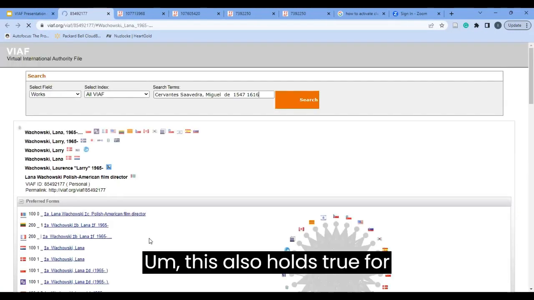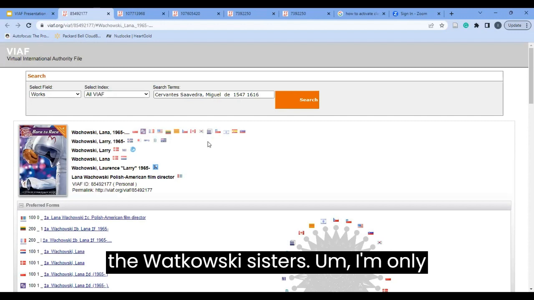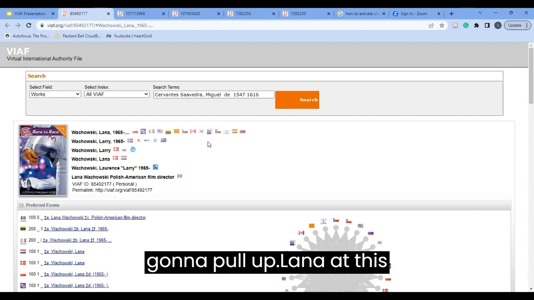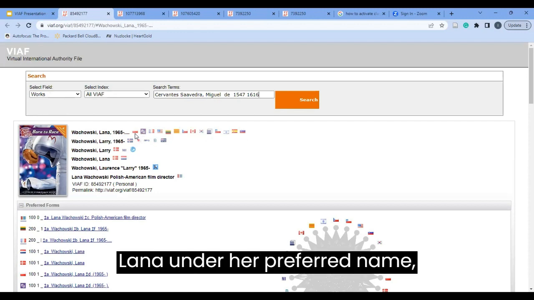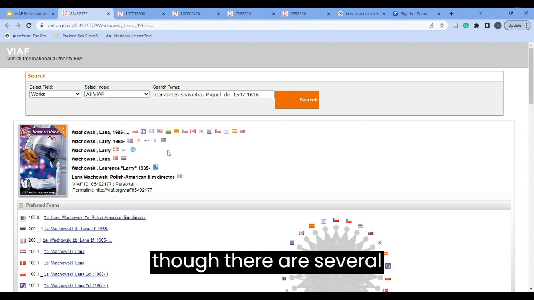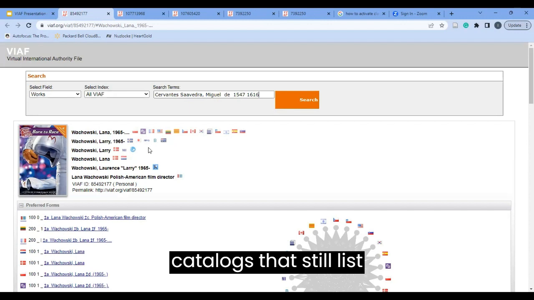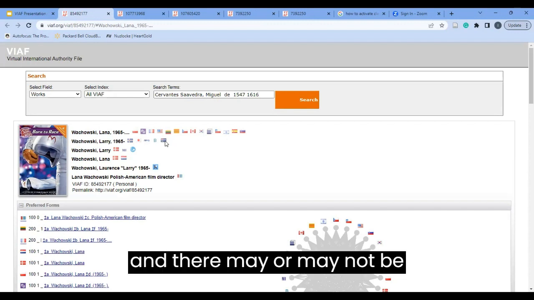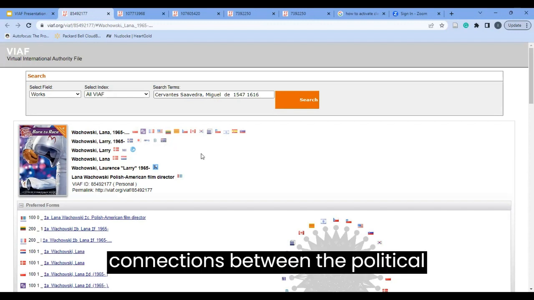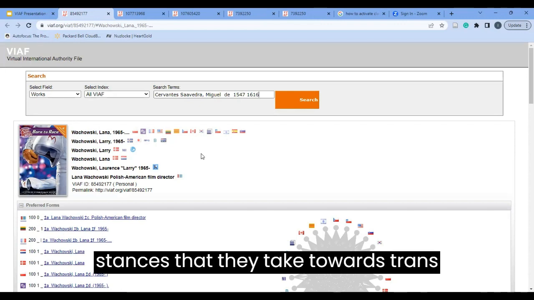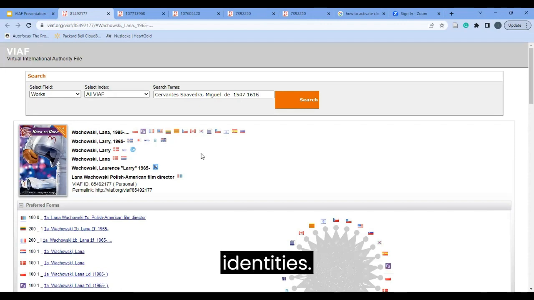This also holds true for the Wachowski sisters. I'm only going to pull up Lana at this point. As you can see, the majority of countries list Lana under her preferred name, though there are several catalogs that still list Larry as the primary name for the author. And there may or may not be connections between the political stances that they take towards trans identities.